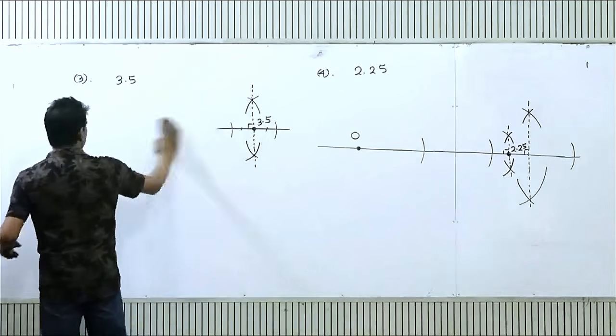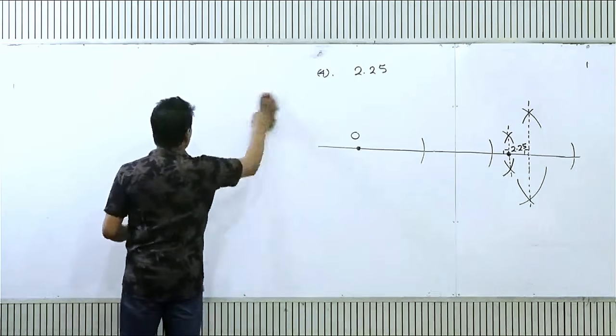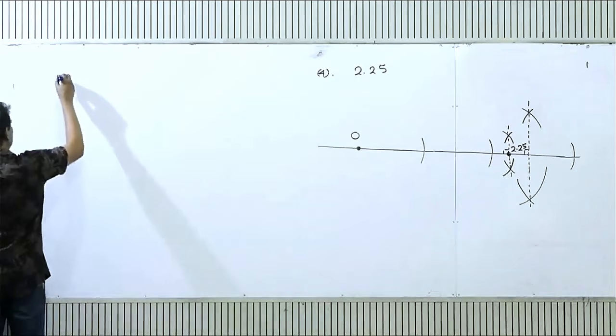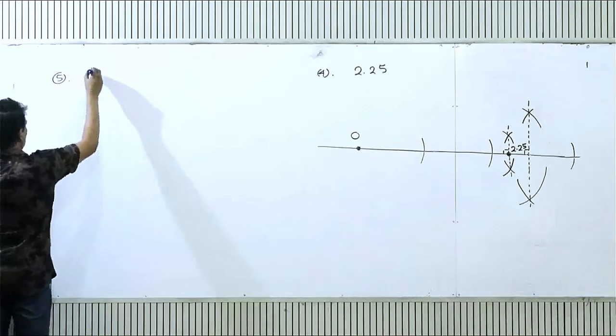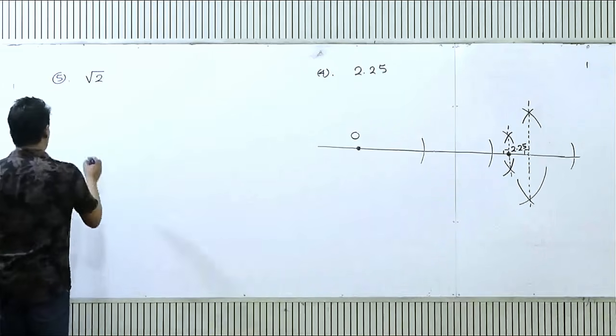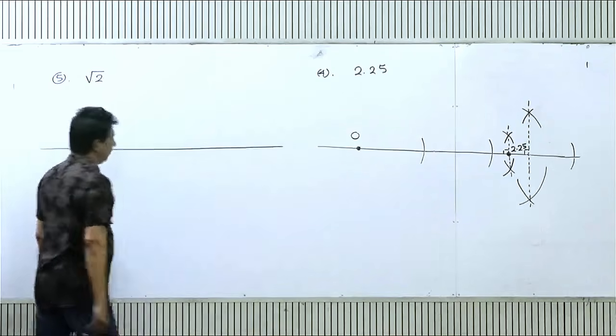Then fifth one. These are very important, right? Fifth one. You have to mark root 2 on the real number line.